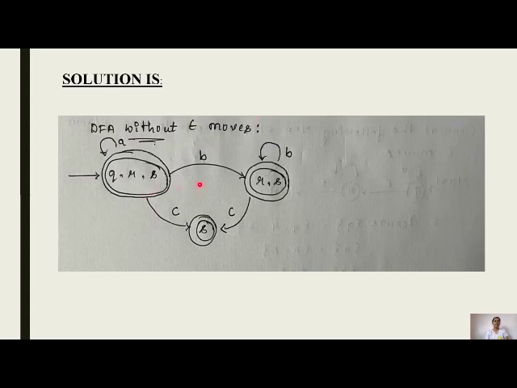Then for the final states of the DFA, S is present here, so we can mark this as a final state. Then S is present here, so we can mark this as a final state. Then this as a final state. So we got three final states. So this is the DFA without the epsilon moves.